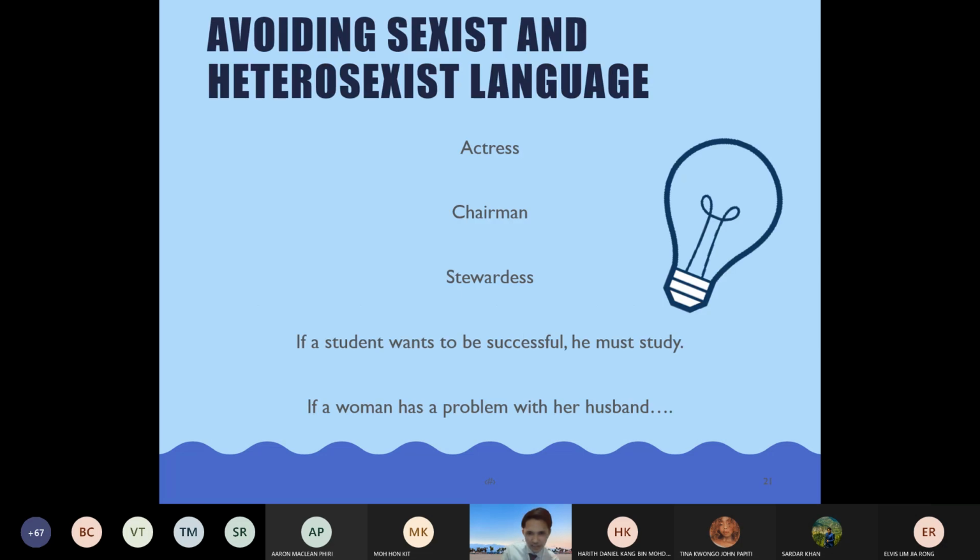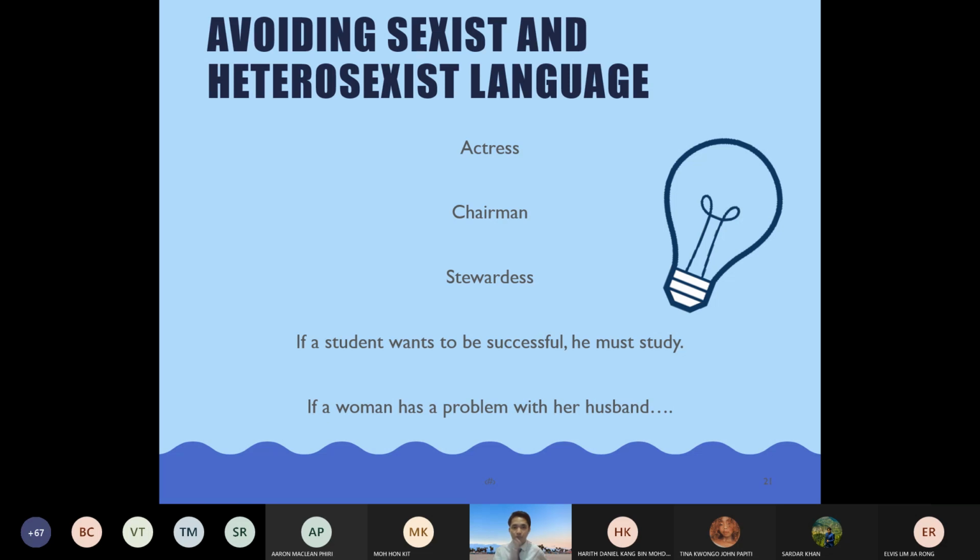Okay, again, the GIF is blocking a little bit, but these are some sexist or heterosexist language. So sexist, I'm pretty sure you might know what it means. It has a clear use of gender in a particular word. Like, for example, when it comes to actress, it's usually referring to female occupations. And when we say actor, even though it's not for males, but this is what people use basically.